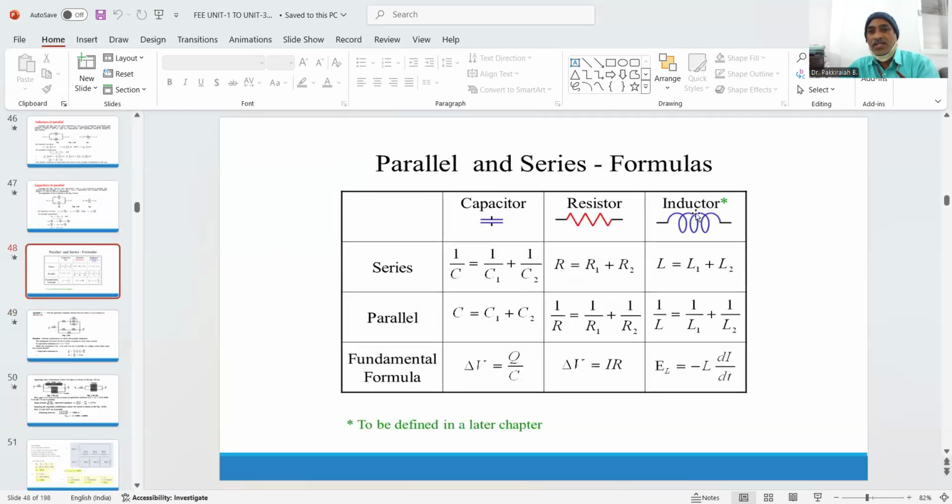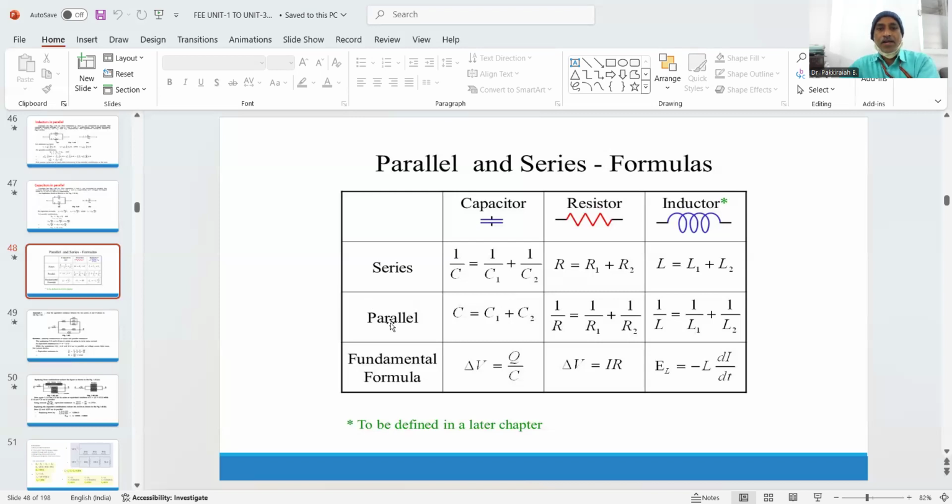So a summary has been mentioned here, a tabular column with respect to capacitor, resistor, inductor, series and parallel. In the case of series capacitors, with two capacitors connected in series, 1 by C equivalent becomes 1 by C1 plus 1 by C2. In the case of resistors, R equivalent equals R1 plus R2. In the case of inductors also, L equivalent becomes L1 plus L2.